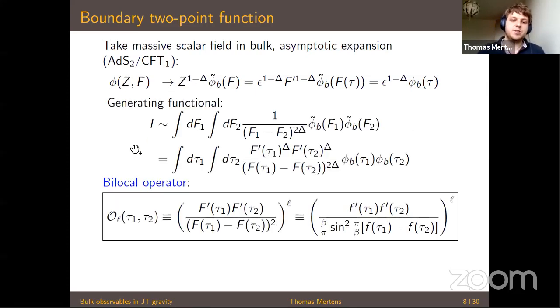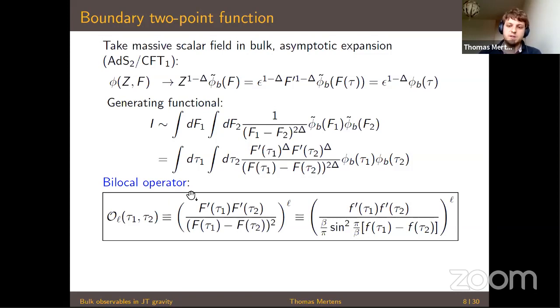The generating functional for correlation functions of this system can be written in this way, as is usually the case. The first line is the Poincare coordinate line. In the second line, I have replaced everything by the proper time coordinates and the proper time boundary field. So this phi tilde gets replaced by phi using this identity, and then you just track the transformation of the measures and you get something like that. So if I define everything with respect to proper time, then this object is a natural two-point function, a reparametrized CFT two-point function. And this will be the operator that I will insert in the Schwarzschild path integral.